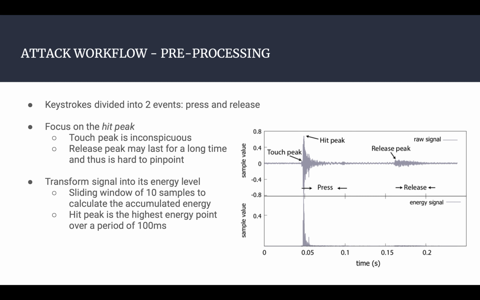So let's walk into the pre-processing stage here. The keystrokes are divided into essentially 2 events, press and release. And within those 2 events, there's actually 3 unique peaks or signals that the researchers were picking up upon. There's the touch peak, which occurs when your finger first touches the key, the hit peak, which is when the key actually gets pressed down, and then the release peak, which is when the key is released.